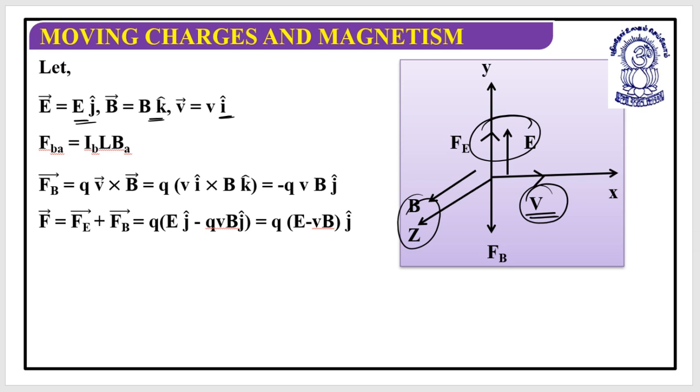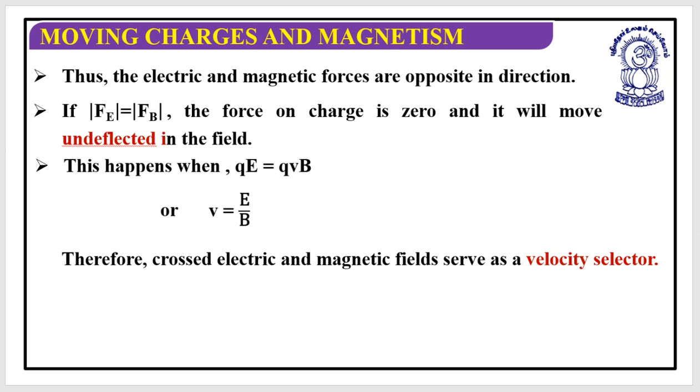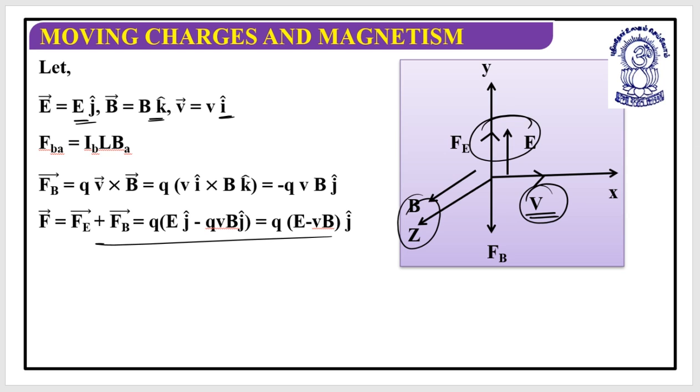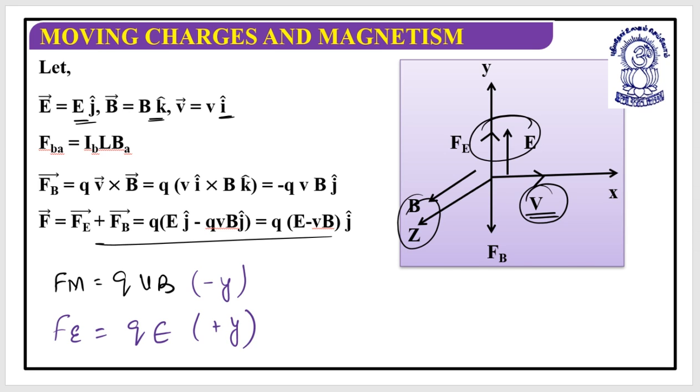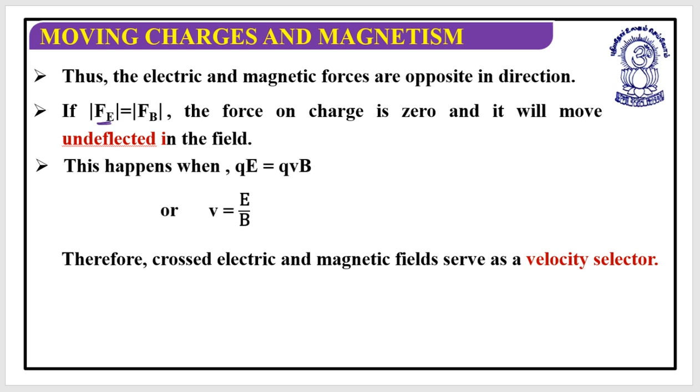So again, if you are going to apply Fleming's left hand rule, you will have that the magnetic force is QVB in which direction? Tell me. Yes, it's minus Y. And electric force, it is Q into E in which direction? It is in plus Y direction. So this is the electric force, and this is the magnetic force.